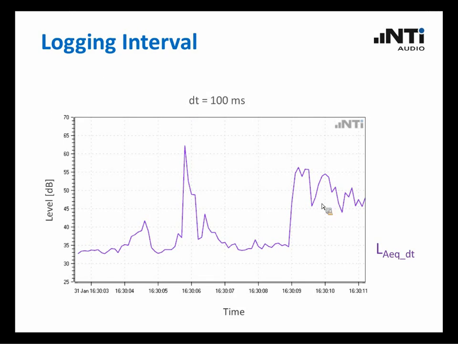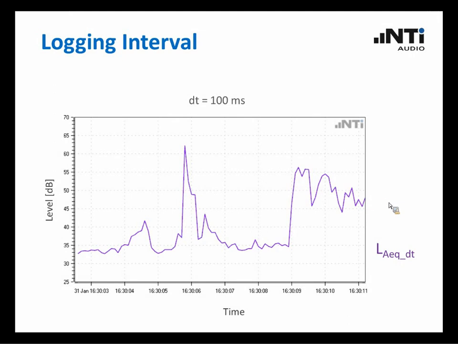So for instance, here this purple curve is the LAEQ dt, and dt stands now for the fact that the LAEQ, the A-weighted equivalent level, has been calculated for each slot of 100 milliseconds. And you can see that this is a very good indicator for what is happening. Apparently here, the very first seconds, the sound pressure level was rather low. Then we had a first peak, and we can see that immediately. Then it was a little bit more silence again, and then some more peaks.